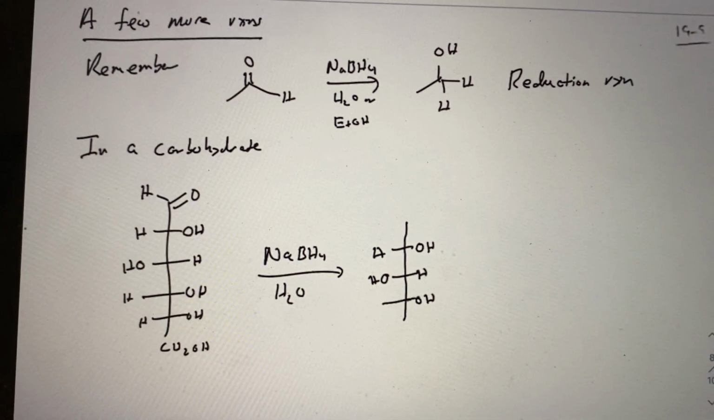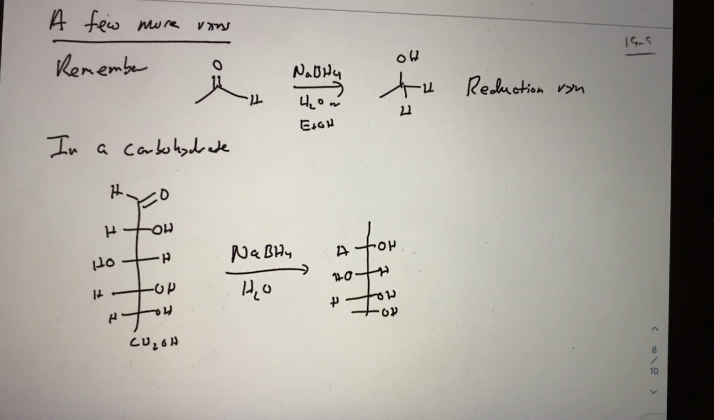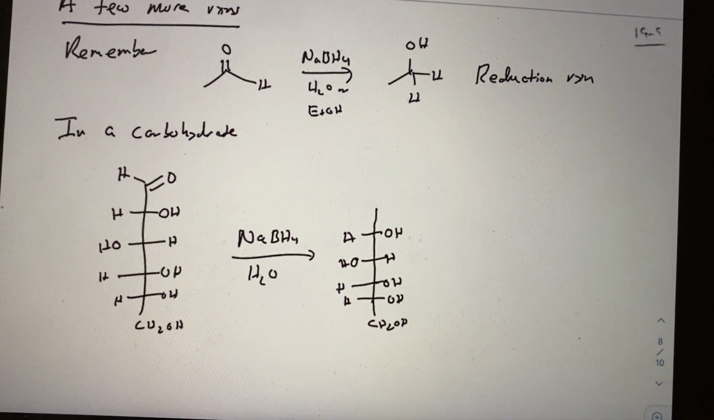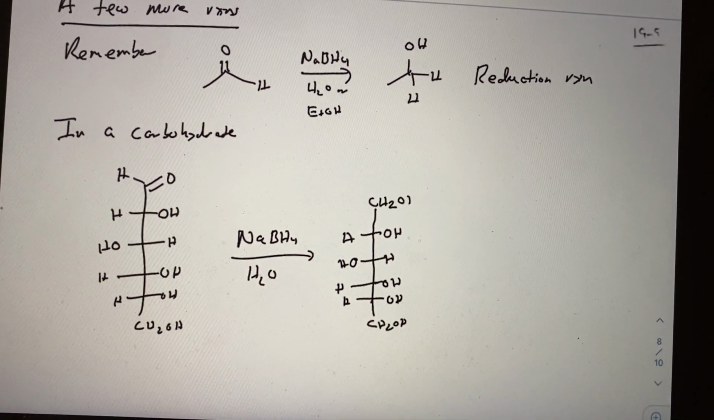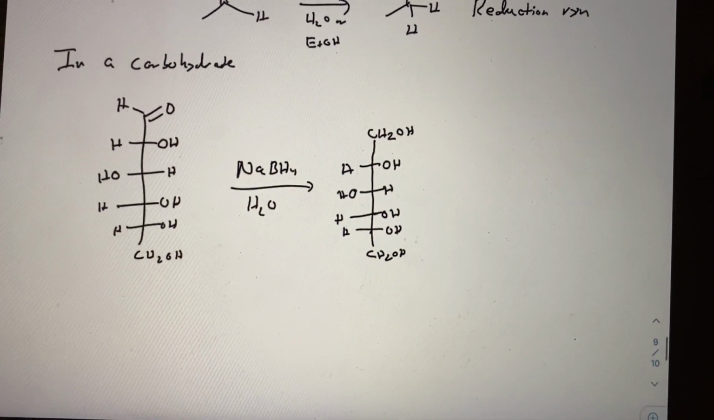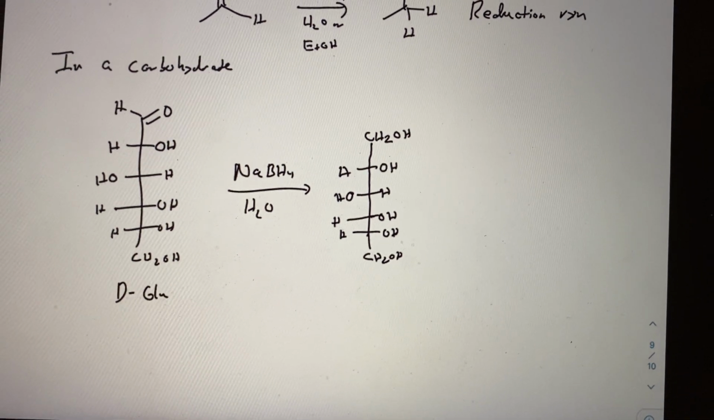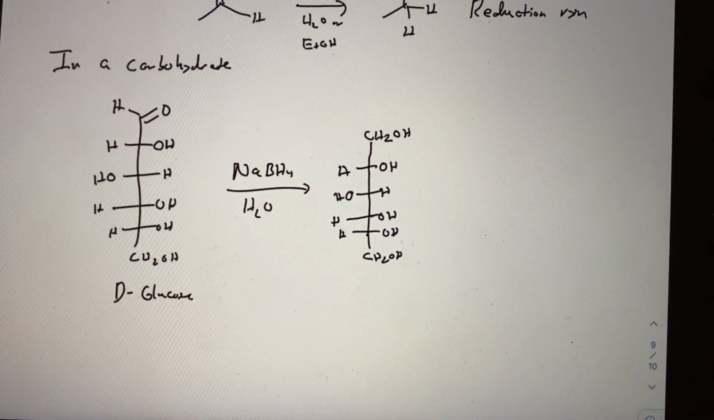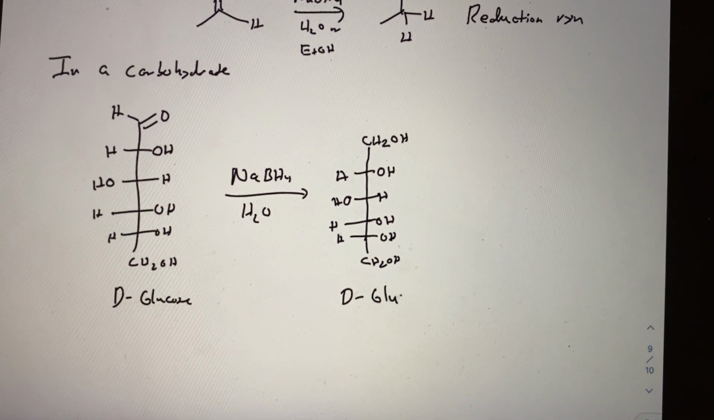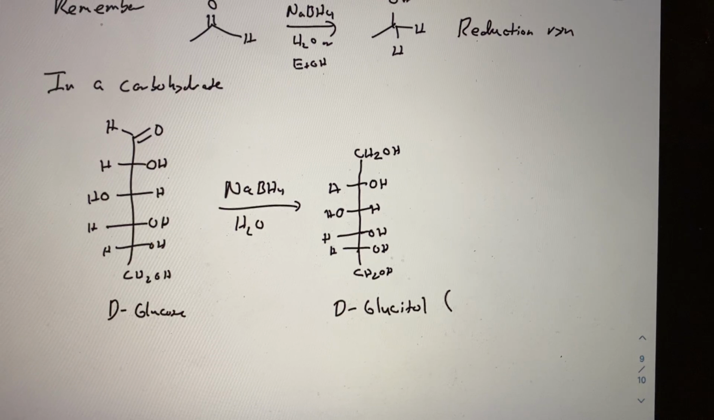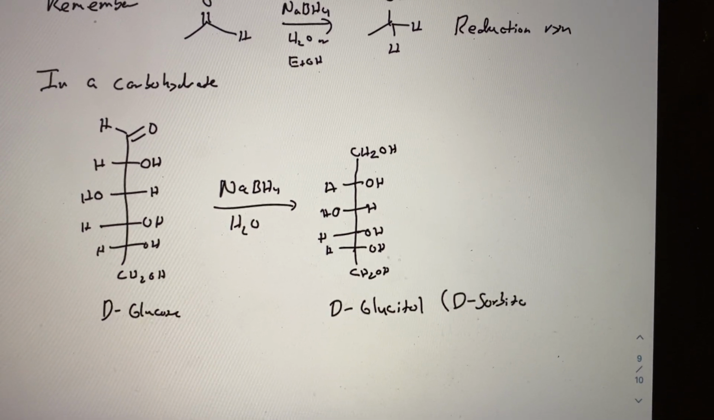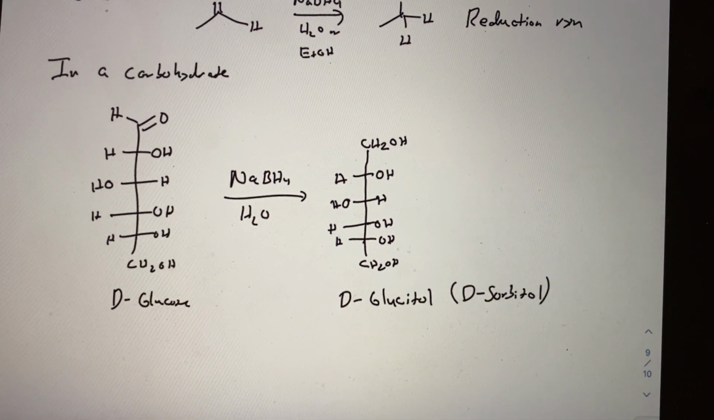It's the problem with writing it out, is that we have to rewrite all this. Those are close together. And all that's happened is at the top here, we reduce this aldehyde down to an alcohol. So this was our D-glucose. But actually, it's very interesting, the name of this carbohydrate is D-glucitol, otherwise known as D-sorbitol.